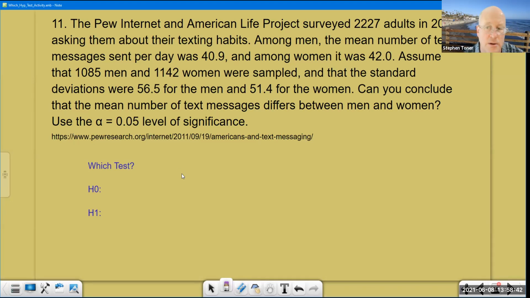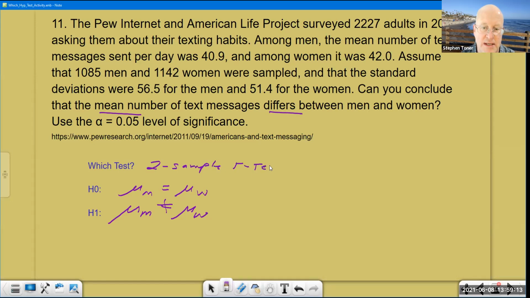Can you conclude that the mean number of text messages differs between men and women? Mean for the men differs from the mean for the women, whereas the null hypothesis is mu M equals mu W. And then which test is this? This is going to be the two sample t-test.